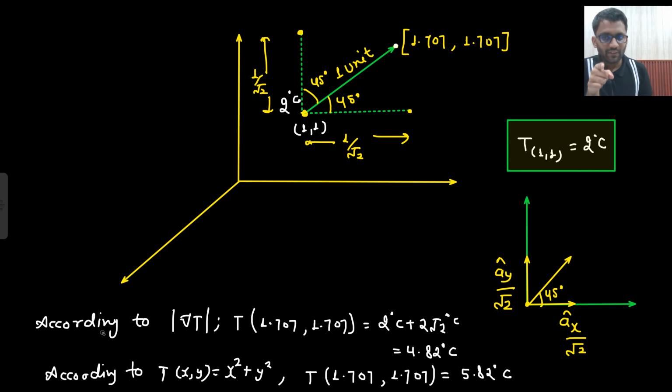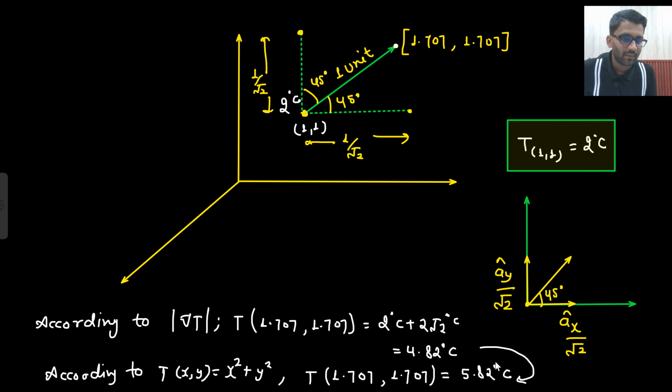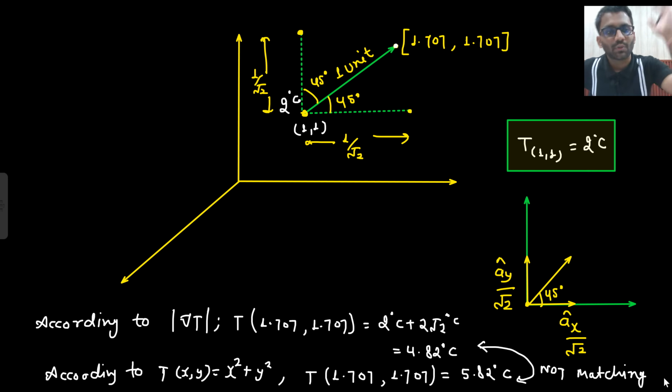So as per the definition of gradient, the magnitude should tell you how much it should increase. So from 2 degrees Celsius it should increase to 4.82 degrees Celsius. But when I put the value in the function, it is giving me the temperature is actually 5.82 degrees Celsius, not matching. So here your gradient is failing, but the direction is not failing, that's for sure.